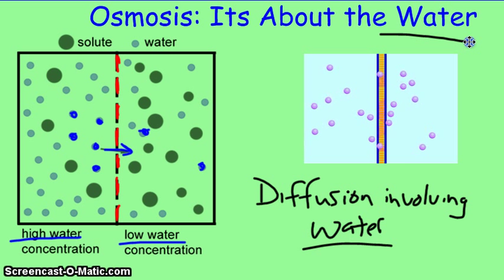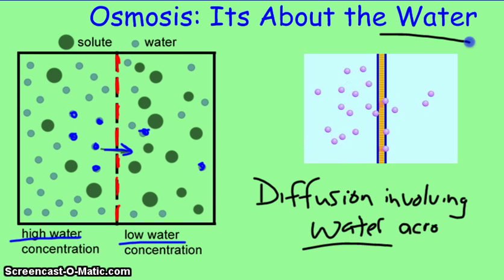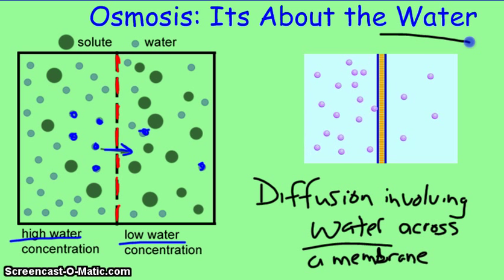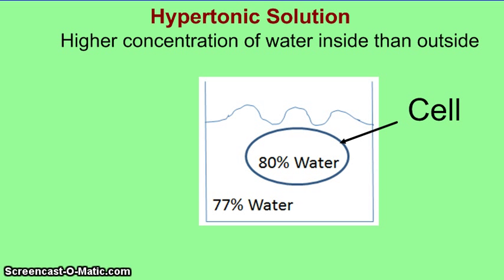And I should add one thing to our definition here. Diffusion involving water across a membrane. And this is why it's so important to living things, because we're interested in how water moves across a membrane. So if we imagine a cell floating in a solution, it's worthwhile to understand the relationship between the water concentration inside of the cell and the water concentration outside of the cell.